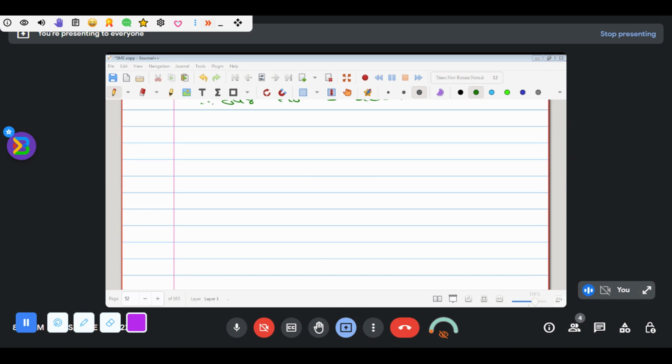So, okay. What is two-way ANOVA? Two-way ANOVA. Another name is randomized block design, RBD. Okay.